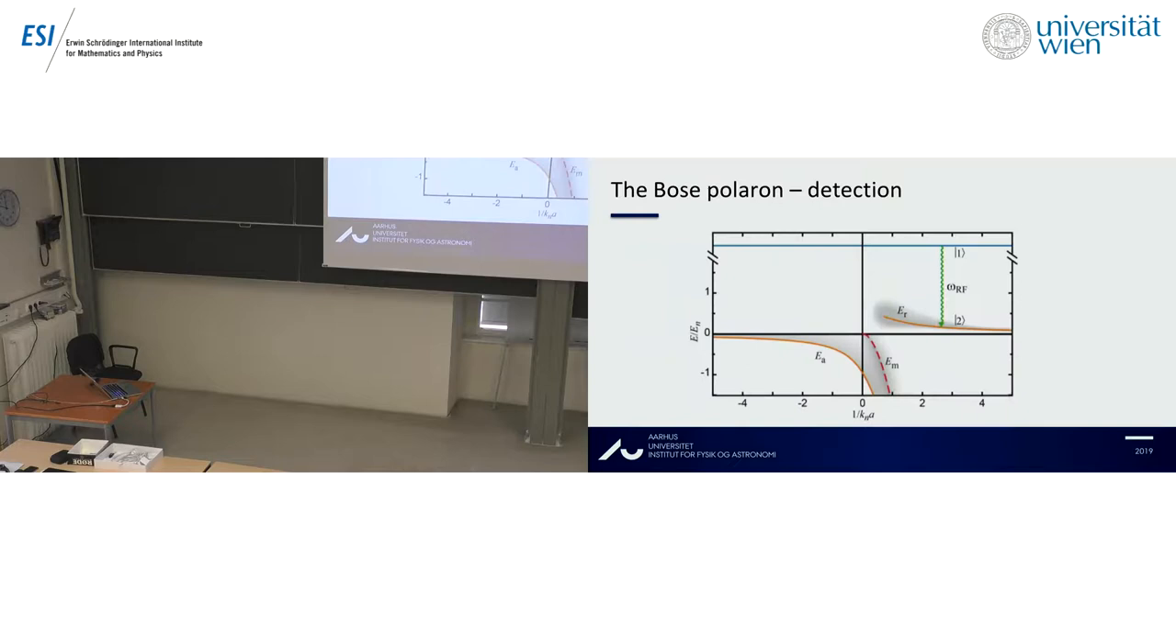So we did the experiment, and here is how it works. In our particular case, we use potassium-39, and we use two spin states of potassium-39. And we can tune the interaction strength between these two spin states with the Feshbach resonance. So all we have to do is spin flip from our Bose condensate into the second state, which then has the strong interactions.